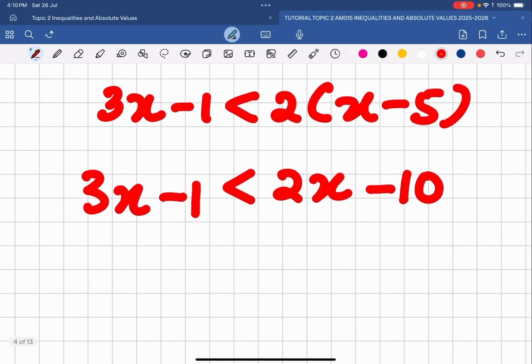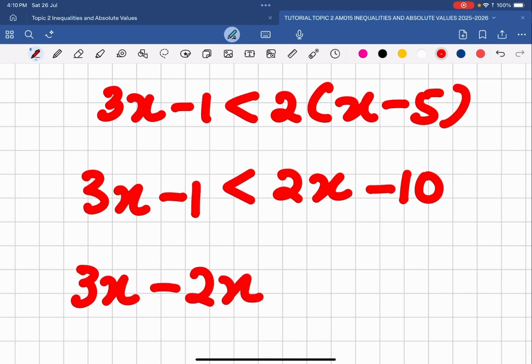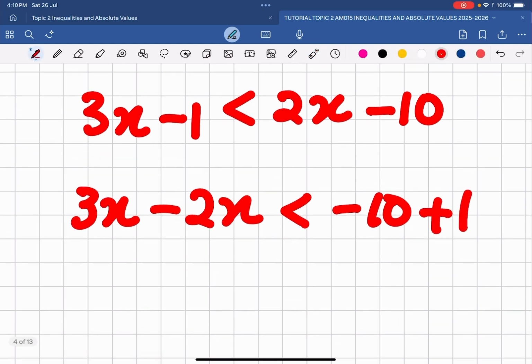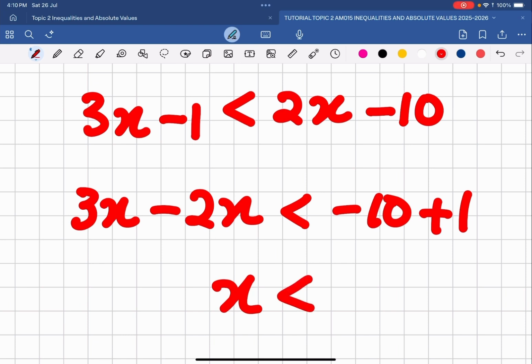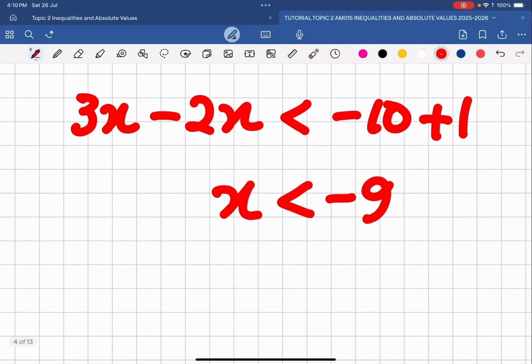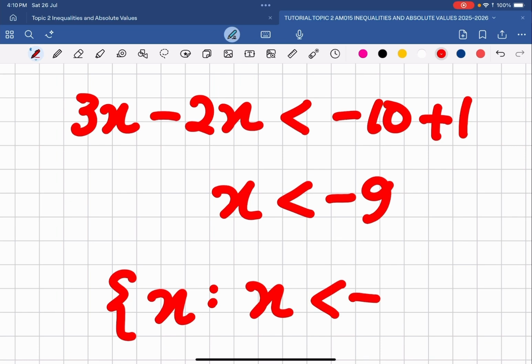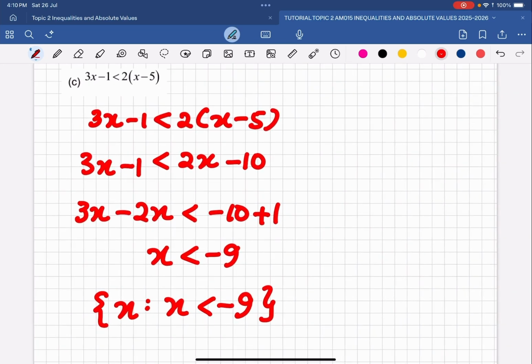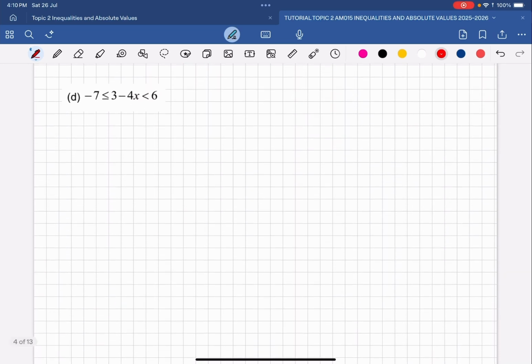now let us collect all the x together. I'm going to bring the 2x to the left hand side. So 3x minus 2x less than negative 10. Bring negative 1 to the right hand side. So plus 1 there. Okay, negative 10 plus 1. 3x minus 2x is x less than negative 9. Okay, so we're done. Our x is positive and it's also on the left. Okay, so copy down, x is such that x is less than negative 9. Next question, D.